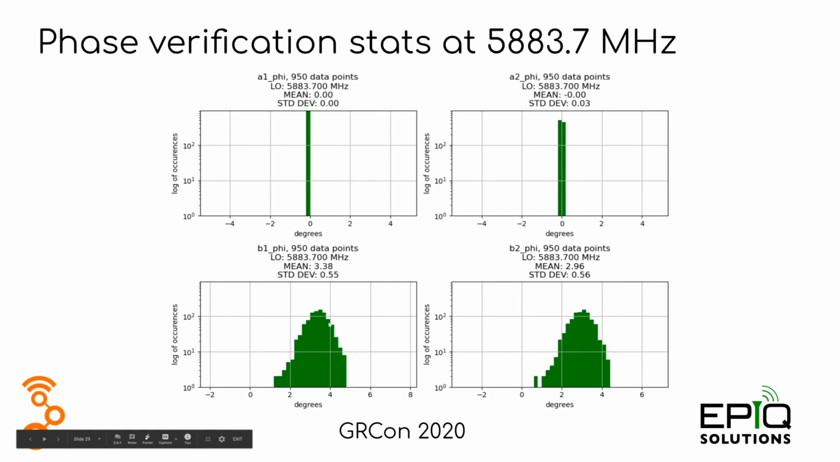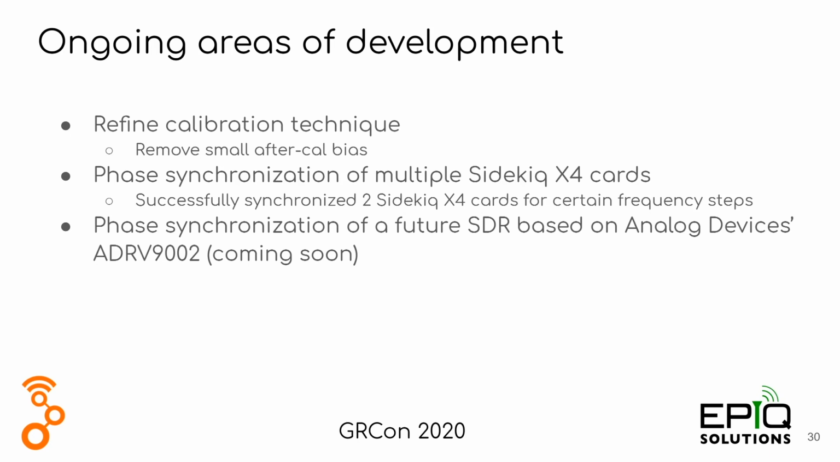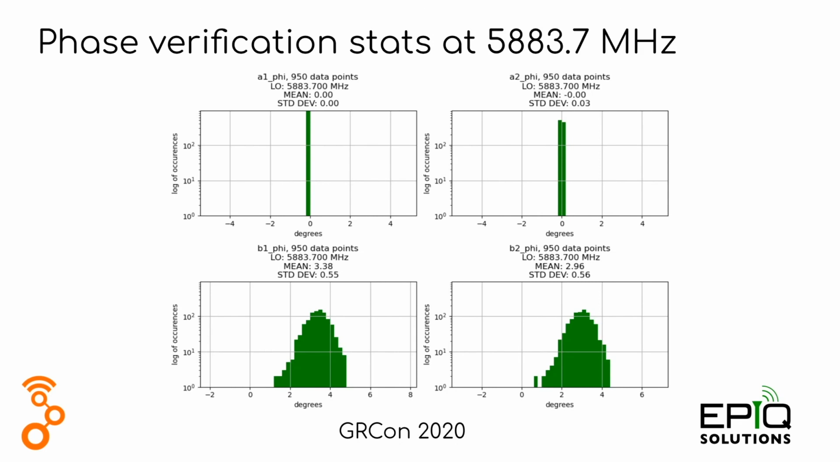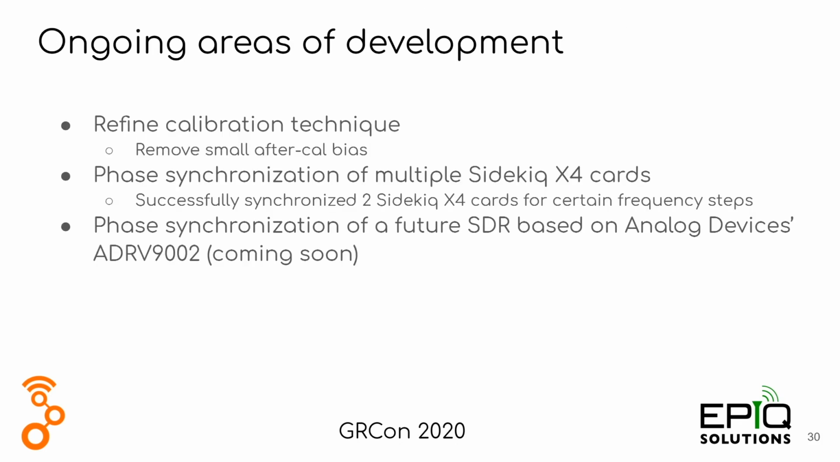I do want to point out there is a slight bias to the cal. So if this were a perfect cal, you'd be able to pull that back down to 0 exactly. And that's one of the things we're working on right now, is understanding why this is. I think I have an idea why that is. But as you can see, you can certainly pull the phase difference in quite a bit. And so 2 or 3 degrees at 5.8 gig is pretty tight. So that's how we calibrate the Sidekiq X4 and measure and improve the phase coherence.